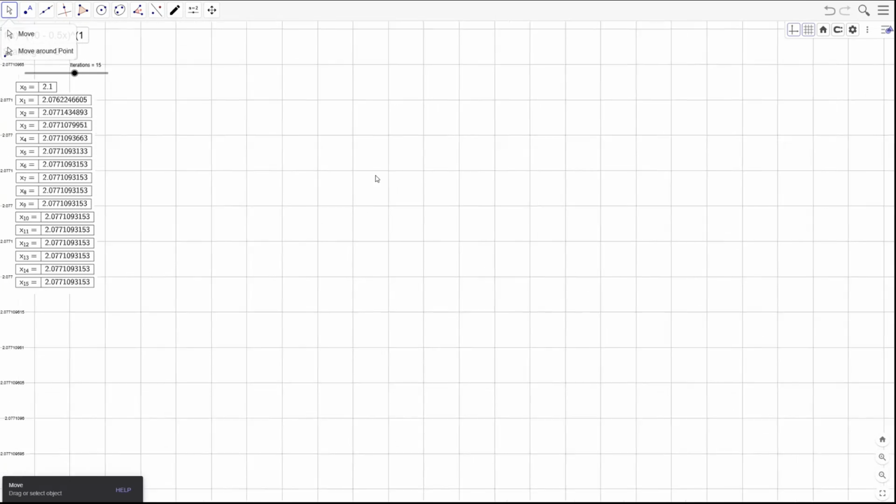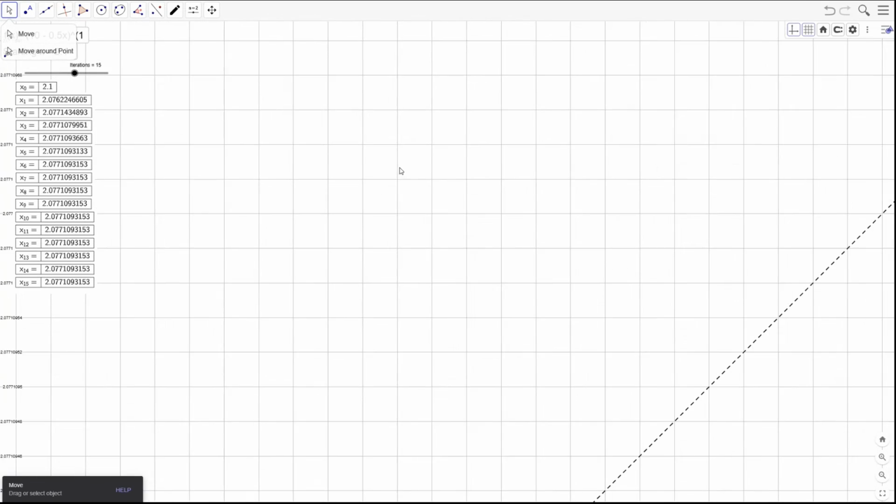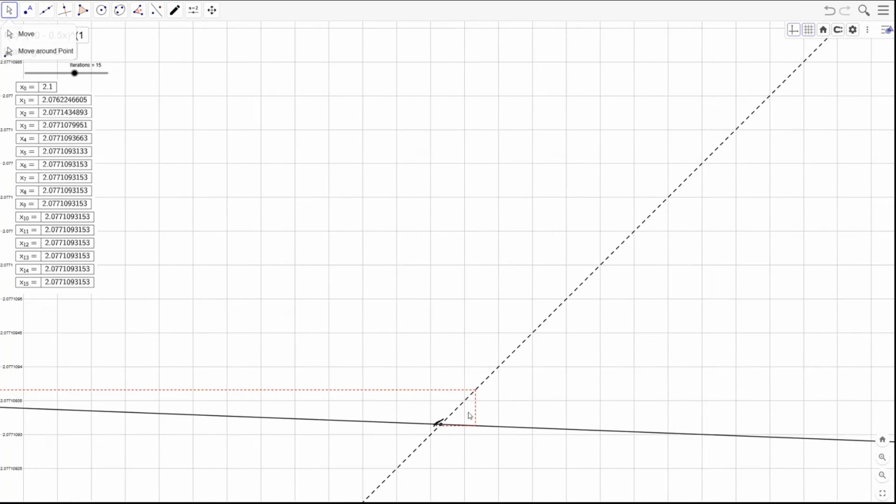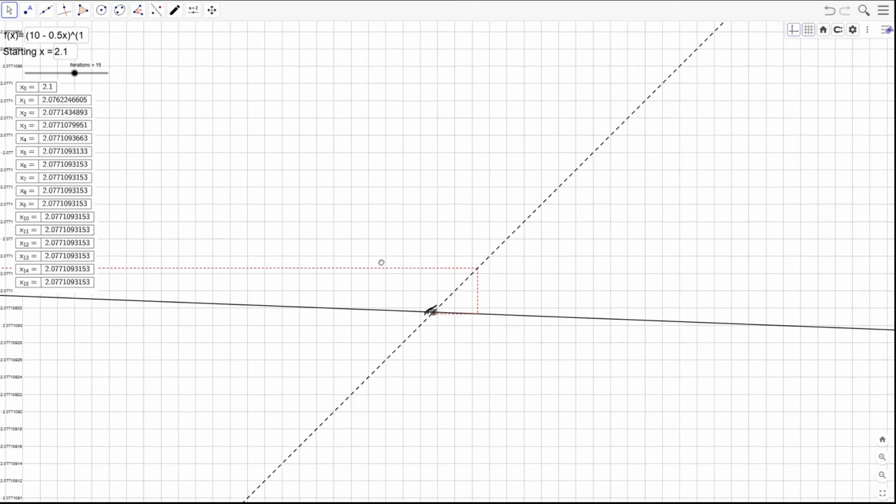I don't know where everything has gone now. I've zoomed so far in. Okay, there we are. Where's my drawing? It's over here. So small now.